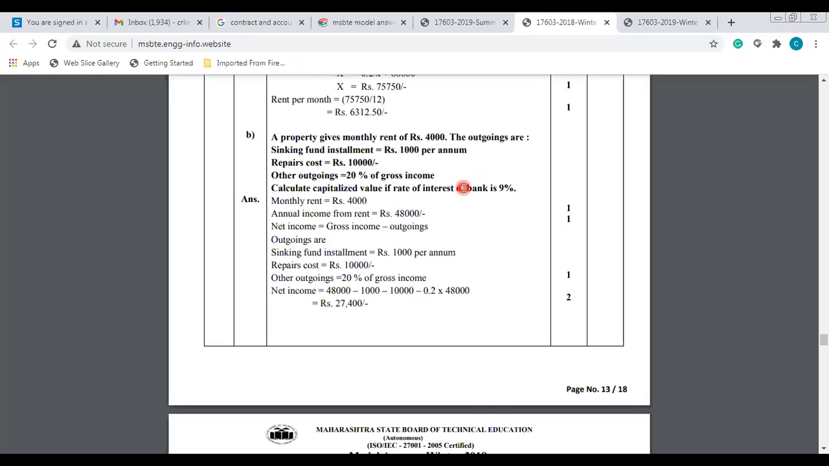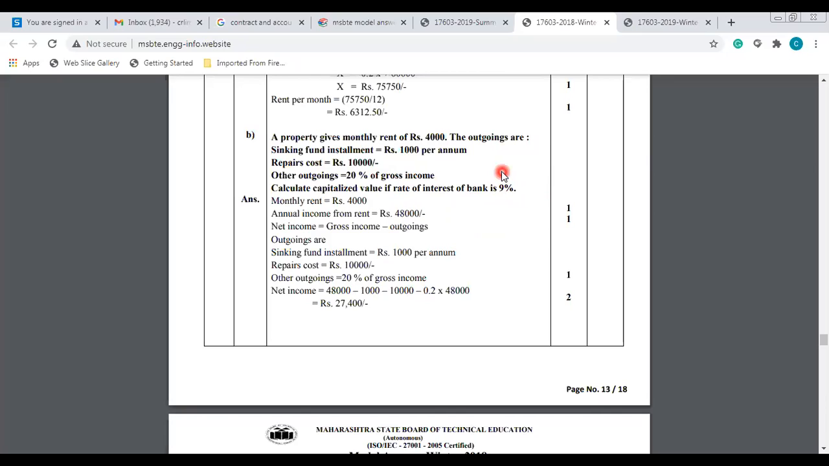Only one rate they have mentioned, the rate of interest on the cost of construction, not the sinking fund rate of interest, only a single rate. So it's a problem of single year's purchase or single YP, as only one rate of interest is mentioned.